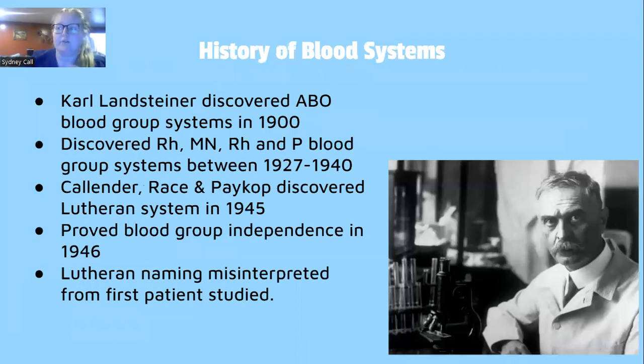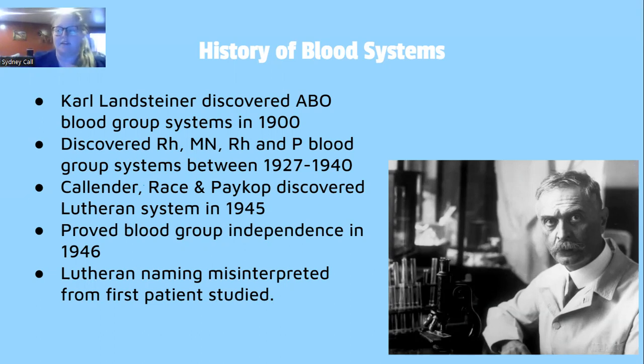So a little background about the discovery of the blood group systems. It started in the 1900s by Carl Landsteiner, who's pictured here. He discovered why some of the blood transfusions were successful while others were not. He discovered the ABO blood group system in 1940 and continued to discover the M and N, P, and RH systems.